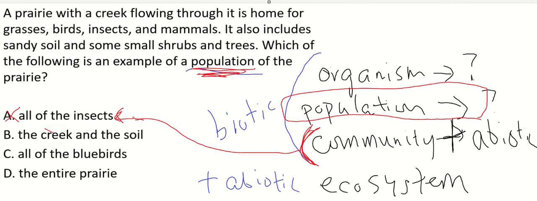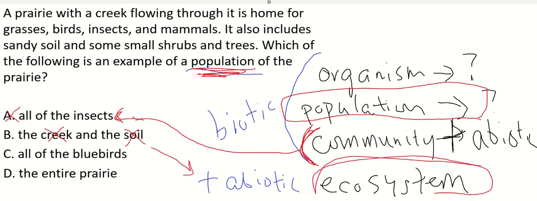B. Well, creek, soil, these are abiotic factors, so that's describing parts of an ecosystem. B is not correct. All of the bluebirds. Now we're talking about a species. One species of birds, the bluebirds, they reproduce with each other. That's the correct answer. Let me do this in green. All the individuals of a species in an area, that's population. C is the answer.